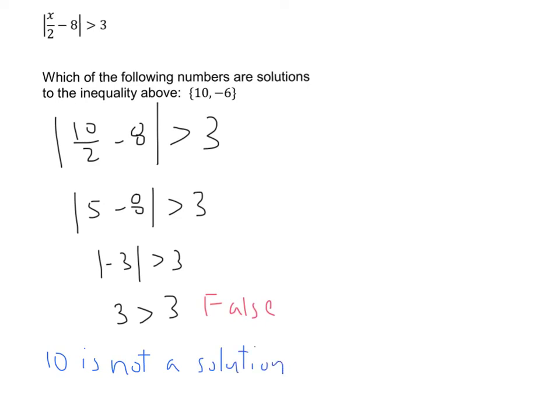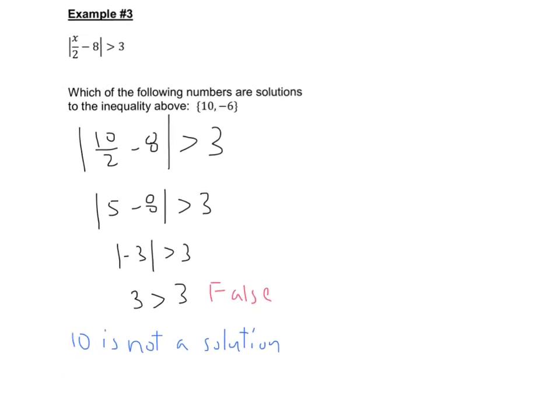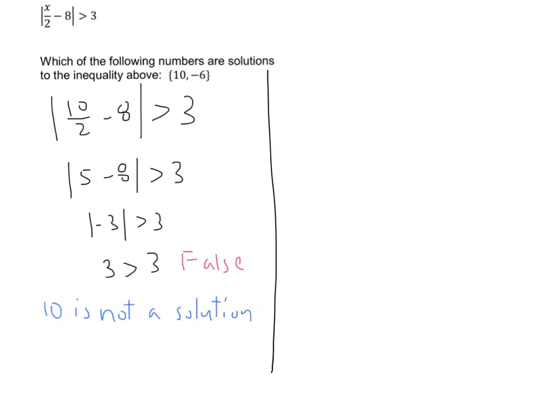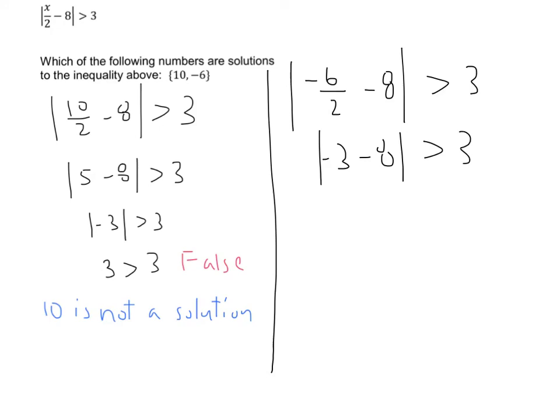Go ahead and pause the video and test negative 6 and see if negative 6 is a solution. All right, you should have tested negative 6. Let's see what we get. We have the absolute value of negative 6 over 2 minus 8 is greater than 3. Negative 6 divided by 2 is negative 3. So I have the absolute value of negative 3 minus 8 is greater than 3. Negative 3 minus 8 is negative 11. The absolute value of negative 11 is positive 11 because negative 11 is 11 spaces from 0. We have this statement, 11 is greater than 3, and that is a true statement. Because that's a true statement, that shows me that negative 6 is a solution.